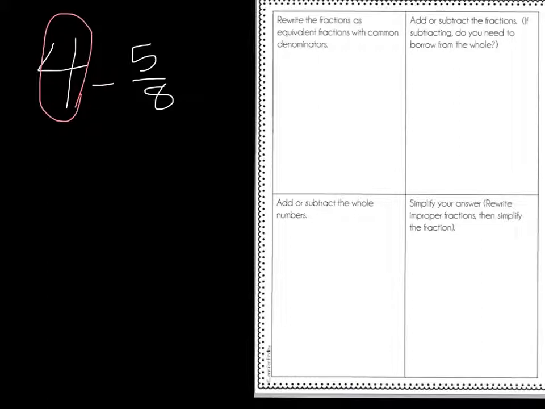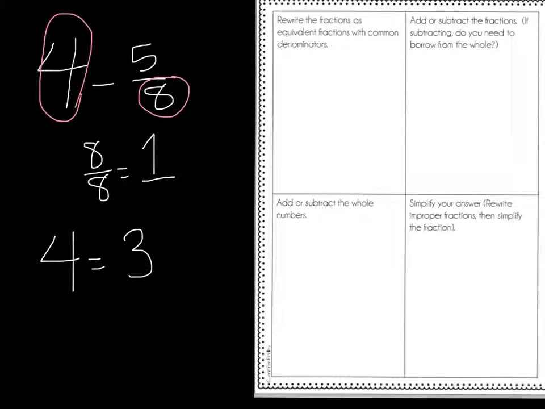I need it to have a denominator of 8. What I'm going to do, I know that 8/8 equals 1 whole. Since I know this, I can turn 4 into 3 and 8/8. Now I will have fractions that have a common denominator. So 3 and 8/8 minus 5/8.